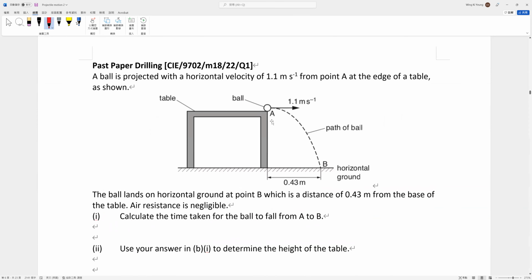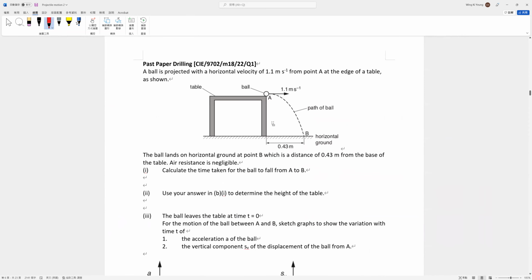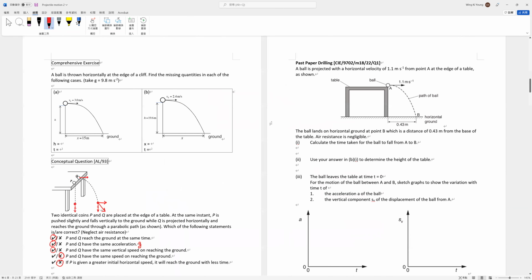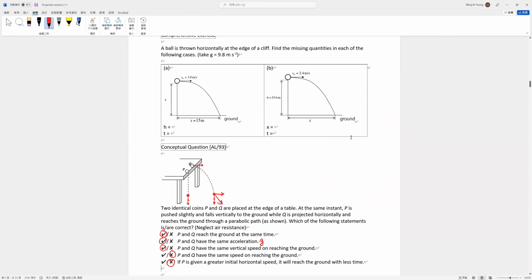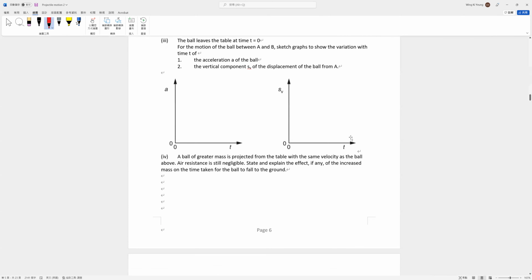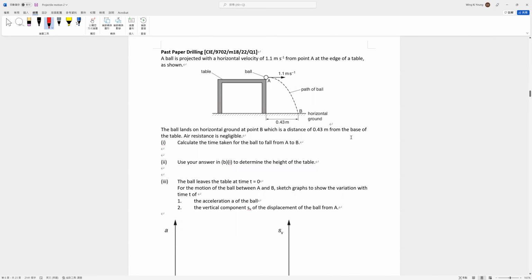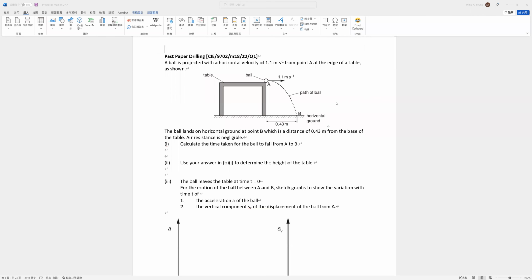All right, this is the past paper. Do you want to do it? Maybe I'll pause the video first. For the time taken for the ball to fall from A to B, we just look at the horizontal motion. Now you know the formula we have derived, x equals ut.